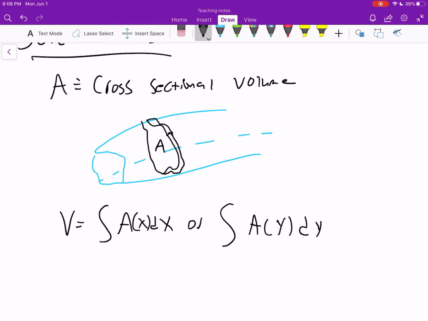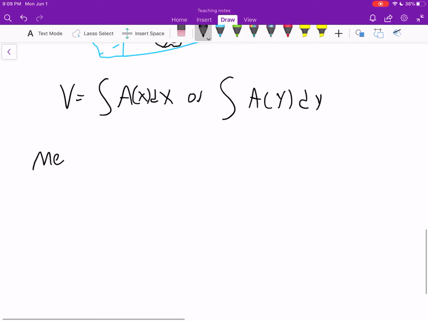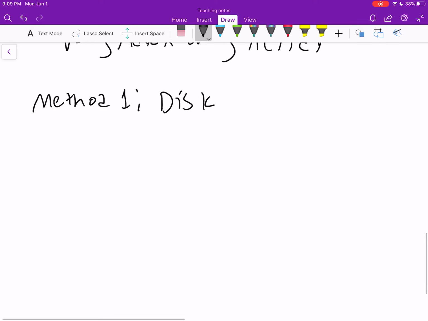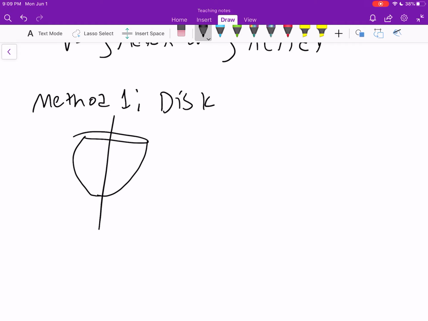So we talked about two methods first. We had method 1, and that was the disk method. I can't remember if it's C or K, and I can never remember what the difference is. I'm going to guess K in this case. It's probably wrong. But method 1 was the disk method. And the idea behind that is, if I take this thing and create a solid by revolving around an axis.